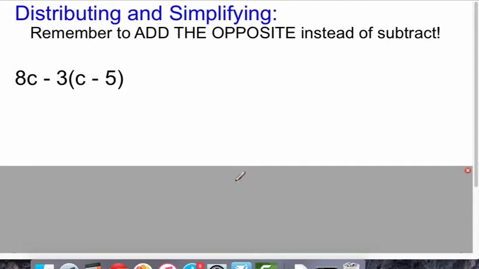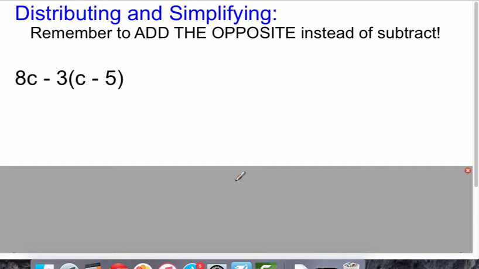So there's one other thing you might need to do when you're simplifying expressions, and that is distribute. When I have parentheses in an expression, normally I would do what's inside the parentheses first, and then I would take care of what's outside of the parentheses. Well, in this case, I have c minus 5.